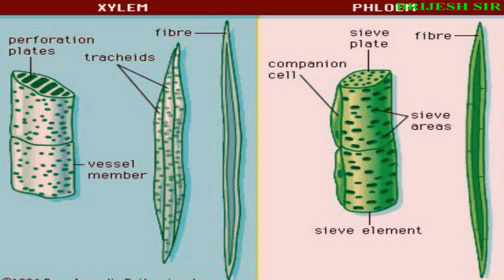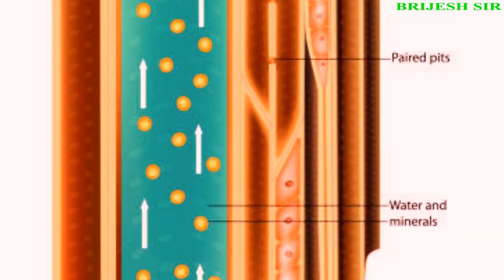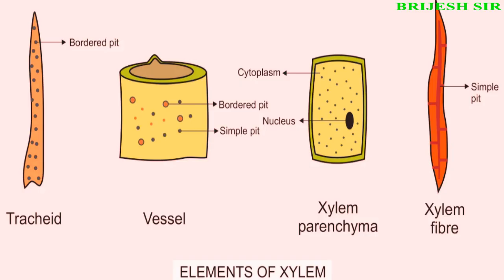Xylem, the water transporter. Xylem is a complex tissue responsible for transporting water and dissolved minerals. It is made up of four types of cells: xylem fibers, xylem parenchyma, tracheids and vessels. The tracheids and vessels are called tracheary elements because they carry water and minerals. These cells have thick lignified walls which help provide support to the plant.